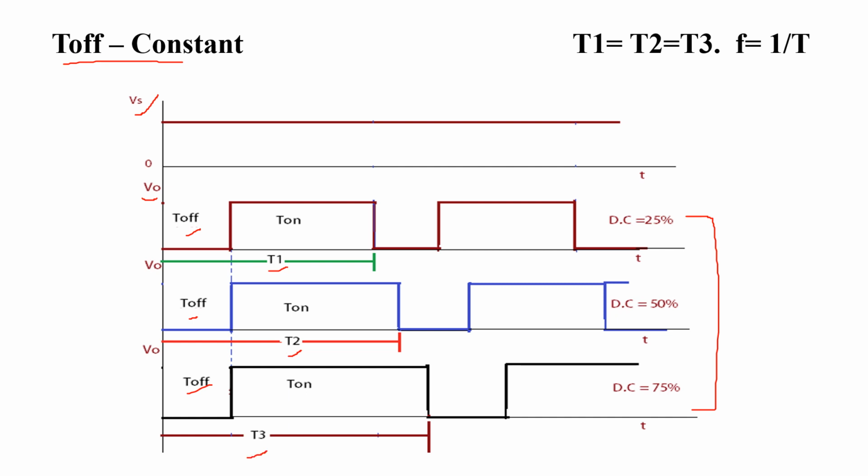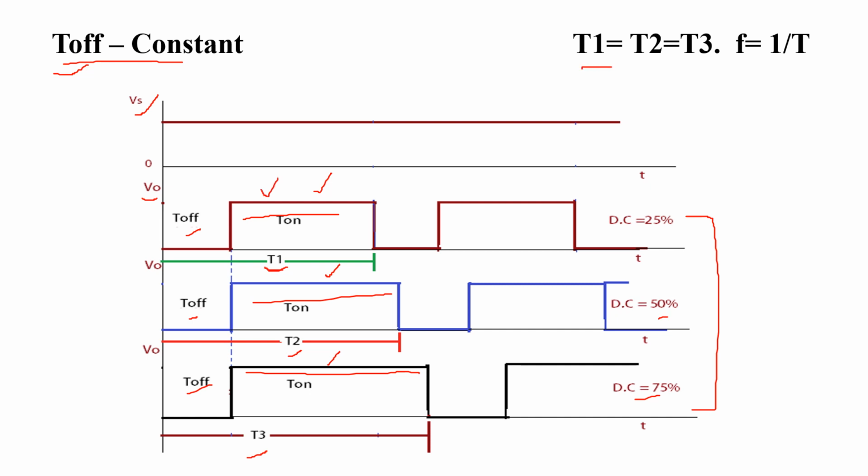For each and every duty cycle, we are going to get the variable output voltage across the load. That is, for duty cycle 25%, we are getting this amount of output voltage. For duty cycle of 50%, we are going to get this amount of output voltage. For duty cycle of 75%, we are going to get this amount of output voltage. Means by making the off time of the chopper constant and varying the total time period, we are going to get the variable output voltages at the output.